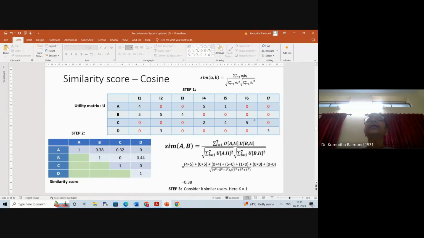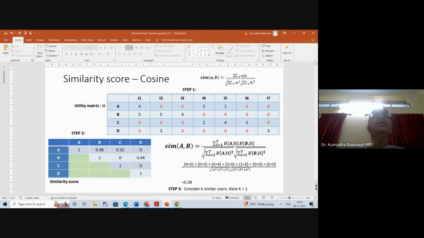And the denominator is the square root of the summation of A_i square. What is A_i? A_i is the user. So here also i equals 1 to n, where n is the number of elements. So it is going to be A_i square: 4 square, 5 square, 1 square, in the case of the first square root. In the case of the second square root, it is on B, so it is going to be 5 square, 5 square, and 4 square. And that's what we have here. So the answer is going to be 0.38.